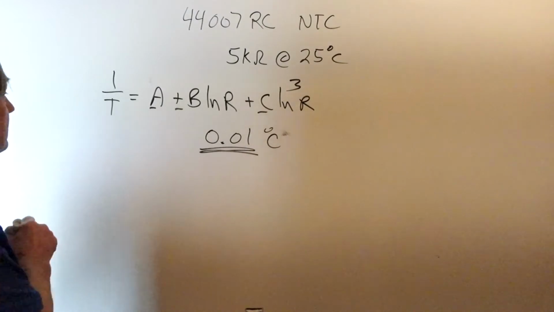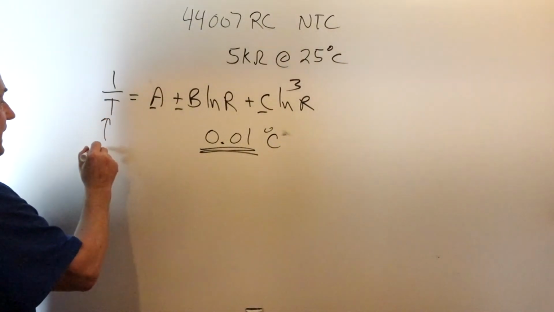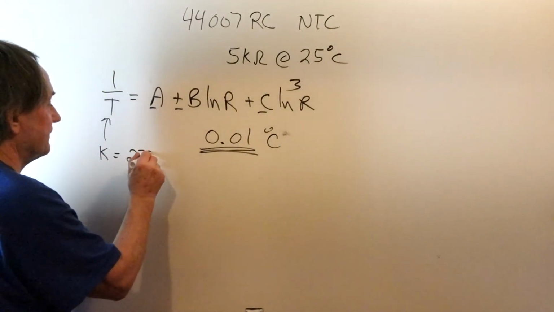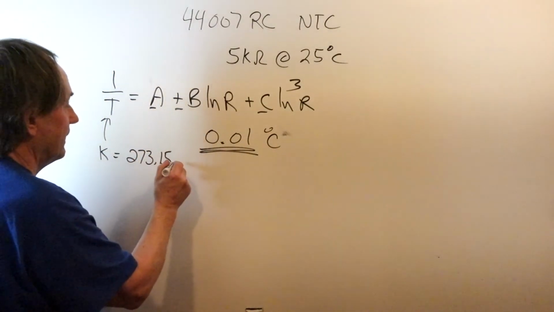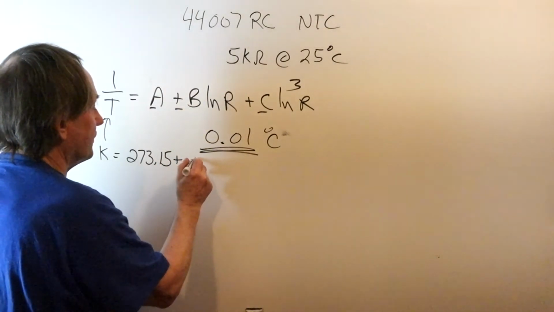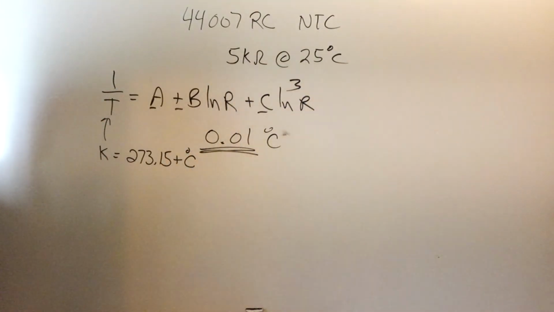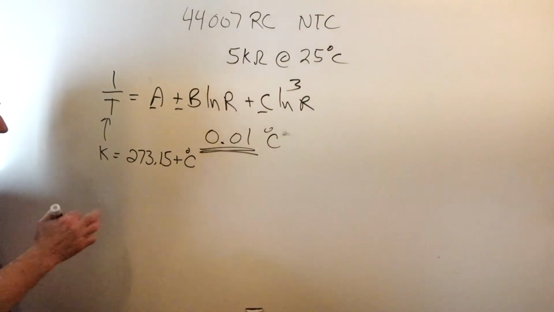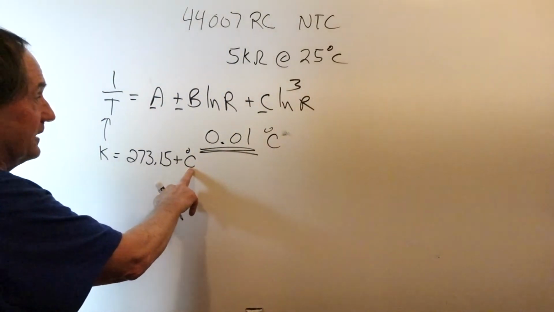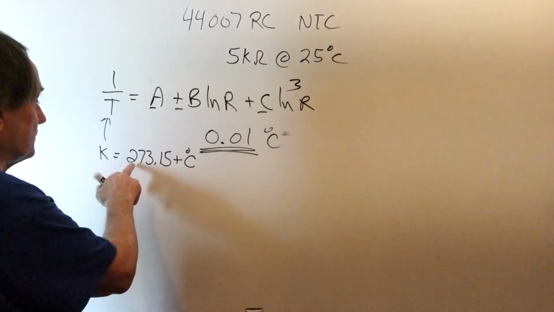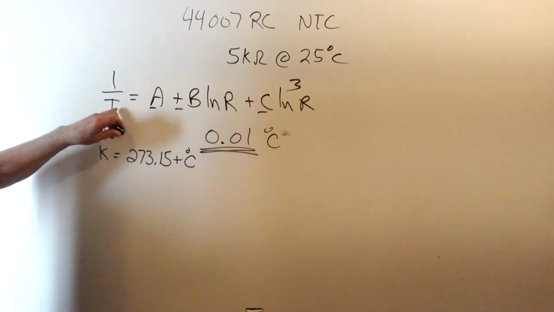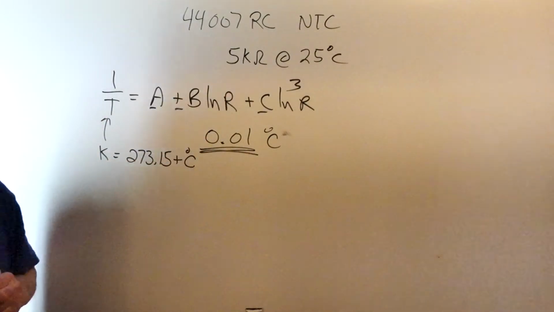In this equation, the temperature T is in Kelvin, where Kelvin is 273.15 plus degrees Celsius. So if you know your temperature, say you're at room temperature, which would be around 20 degrees Celsius, room temperature would be 293.15 Kelvin. So this temperature T is actually temperature in Kelvin.